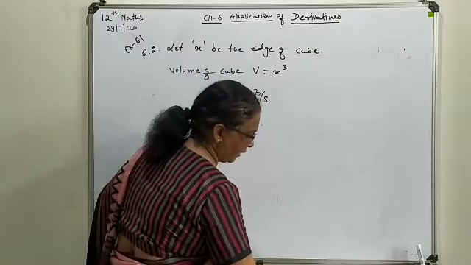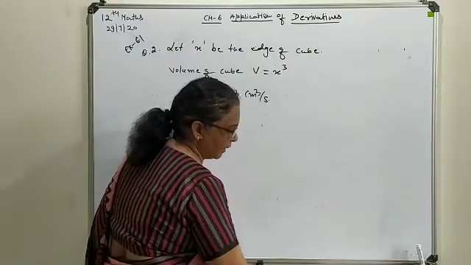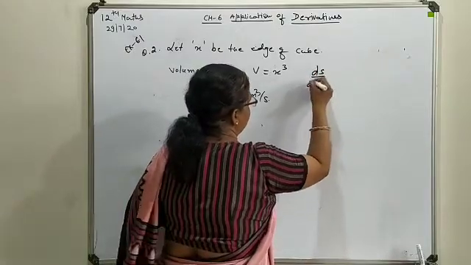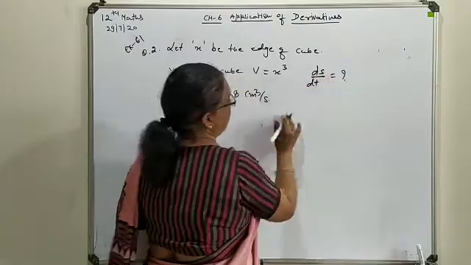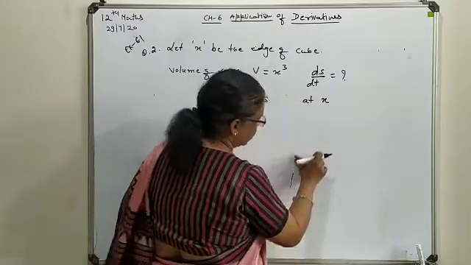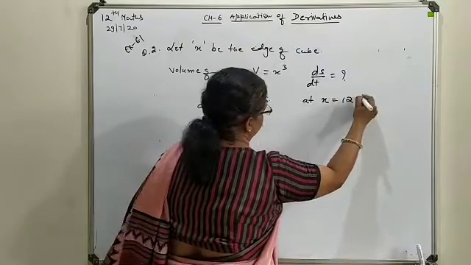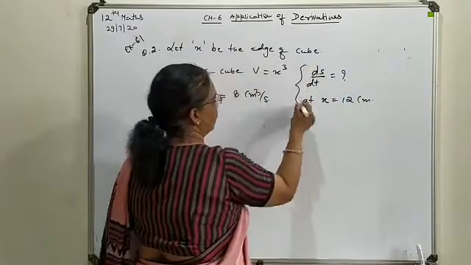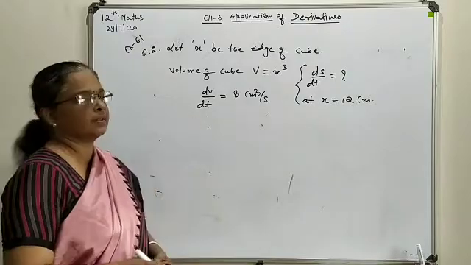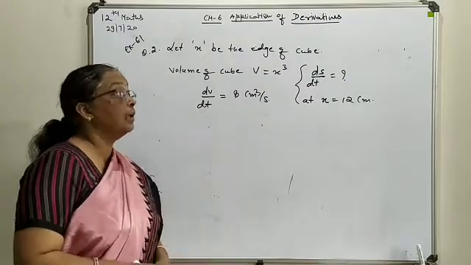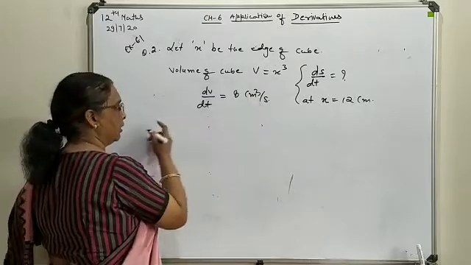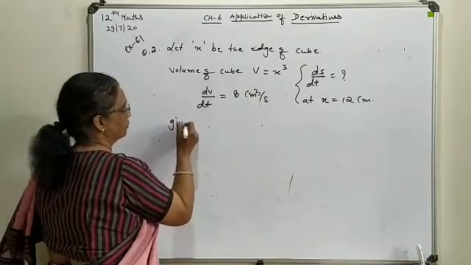Now what is to be found out is how fast the surface area increases, which means dS by dt, when the edge length is 12 centimeter. So these are to be found, but before that some quantities are required. It's a surface area change. Now first of all we talk about the given volume formula.